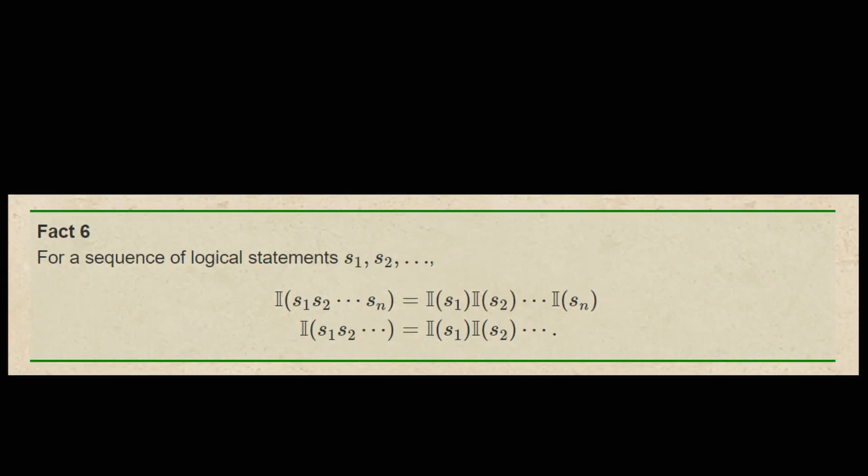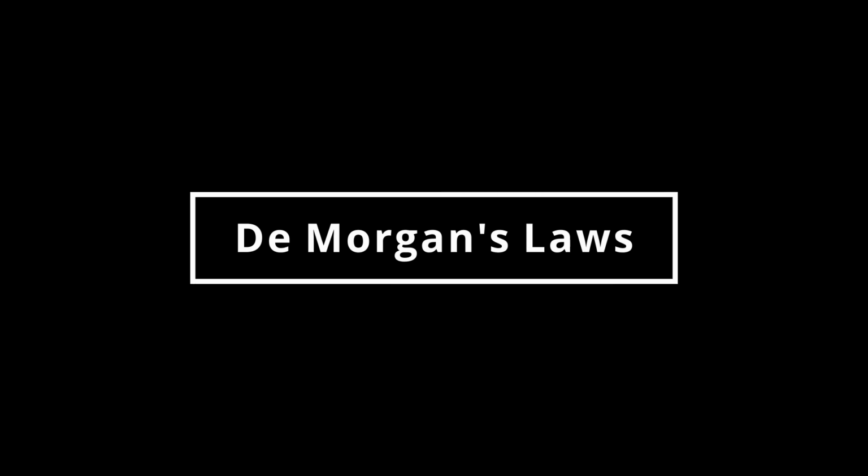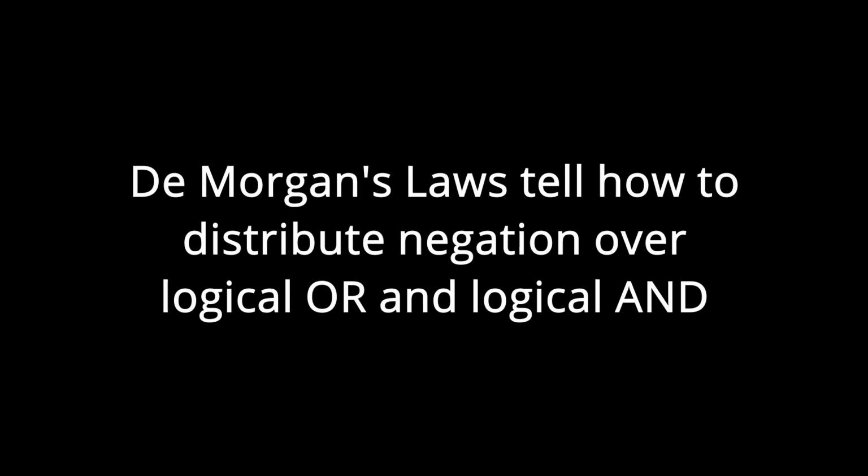Indicators over logical AND become multiplication. So if I want the indicator of the logical AND of a sequence of events S sub 1, S sub 2, and so on, that's just going to be the product of the indicator of S1 times the indicator of S2, and so on. Now at this point, something more advanced can be proved, namely De Morgan's laws. These allow logical NOT to be distributed over logical OR and logical AND.